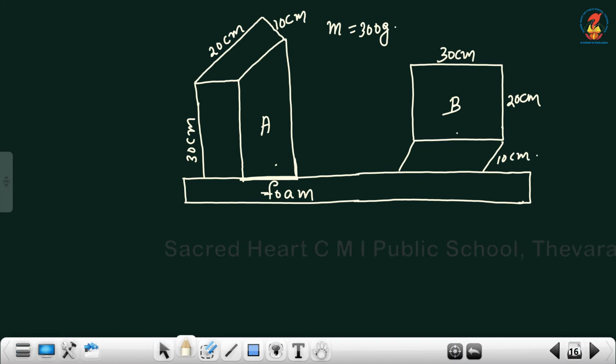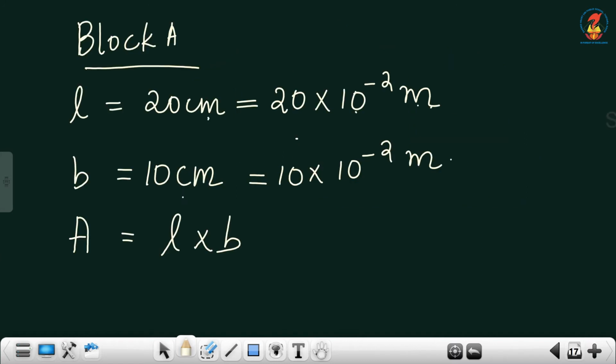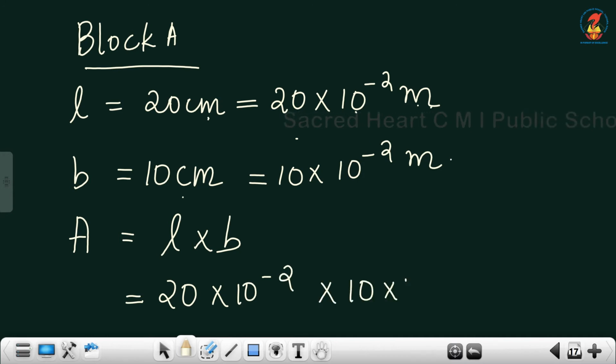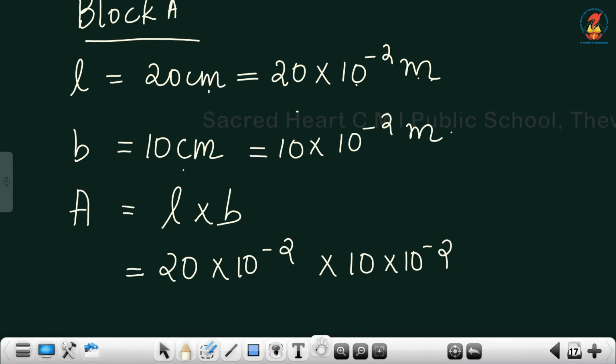So, this portion of the block is in contact, that is, the base portion is in contact. The dimension of the base portion is 20 and 10. The base portion is in contact with the foam, and we converted the dimensions into meters. To find area, the formula is L into B, that is 20 into 10 raised to minus 2 into 10 into 10 raised to minus 2.